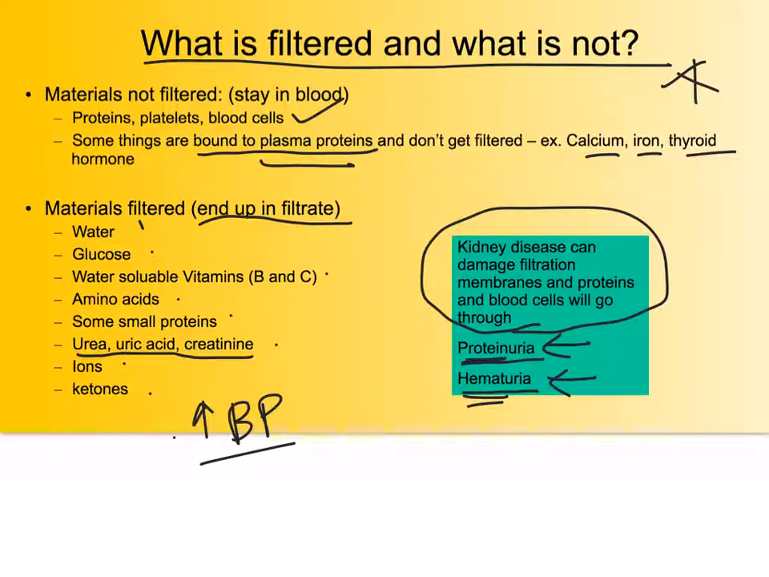Now, if you look at this, we end up filtering out things that we want to get back. So we're going to end up reabsorbing things like glucose, amino acids, some small proteins, and water for sure. Some things we have to pick back up.